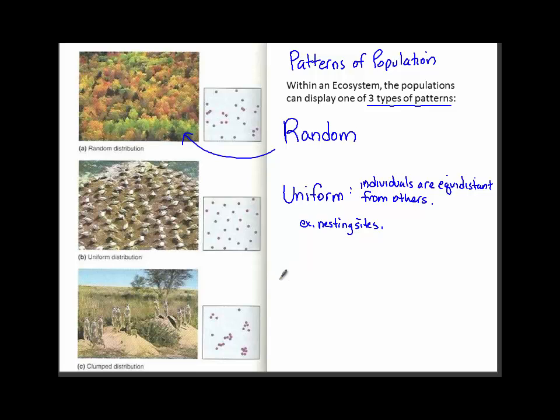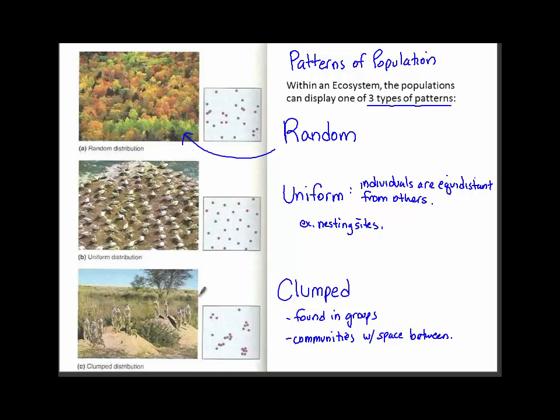The last one is called clumped. This is where things are found in groups. This is typical for animals. In this case, we have the meerkat in this example here in this picture. There's space between the groups, but you have a clumped population pattern.